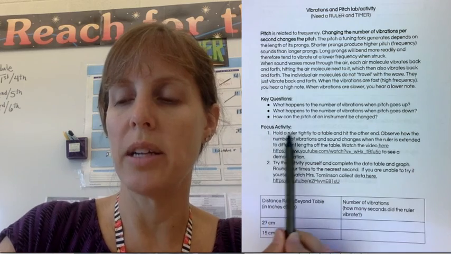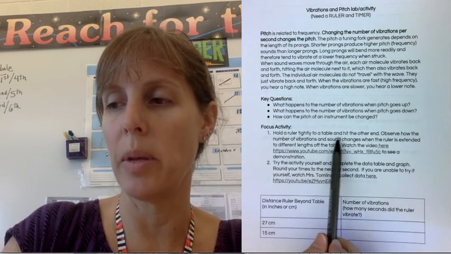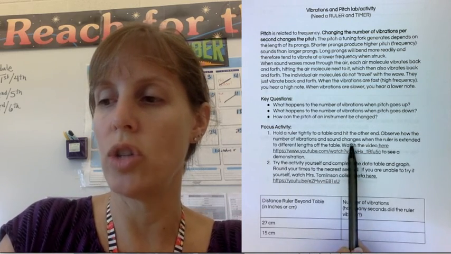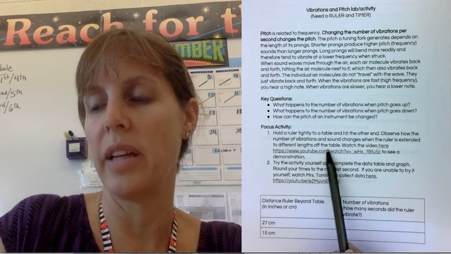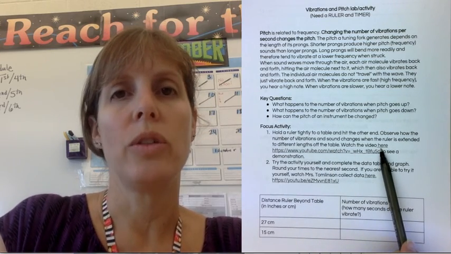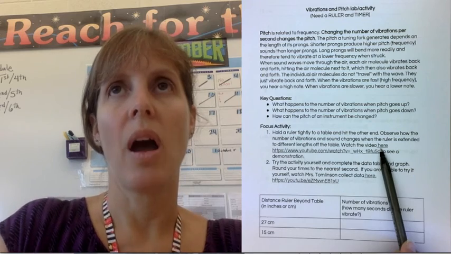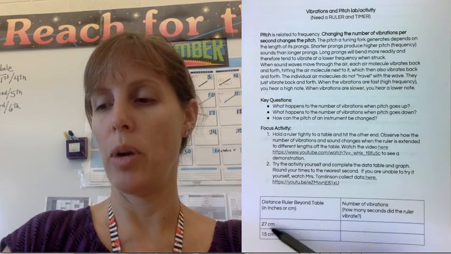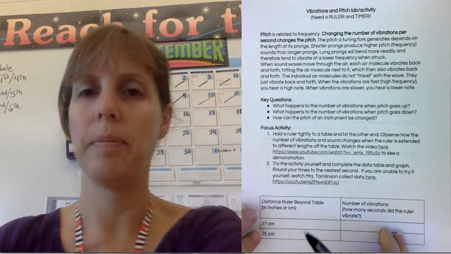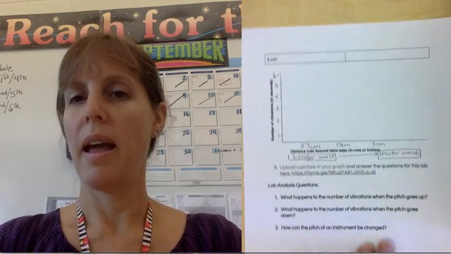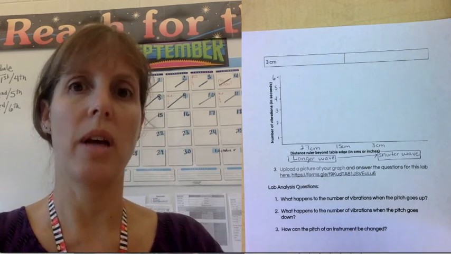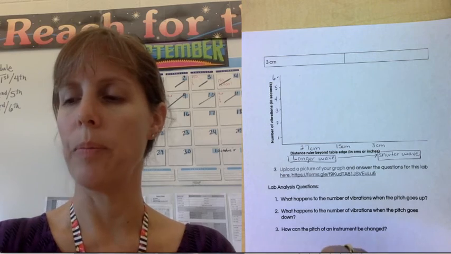So here's your activity. You're going to hold a ruler tightly to a table and hit the other end. Then you're going to observe how the number of vibrations and sound changes when the ruler is extended to different lengths off the table. Here's where you want to watch the video of it being done. Your measurements are going to be different. I put your measurements here because you're going to use centimeters: 27, 15, and 3 centimeters off the lab table, or the countertop or table you're using at home.